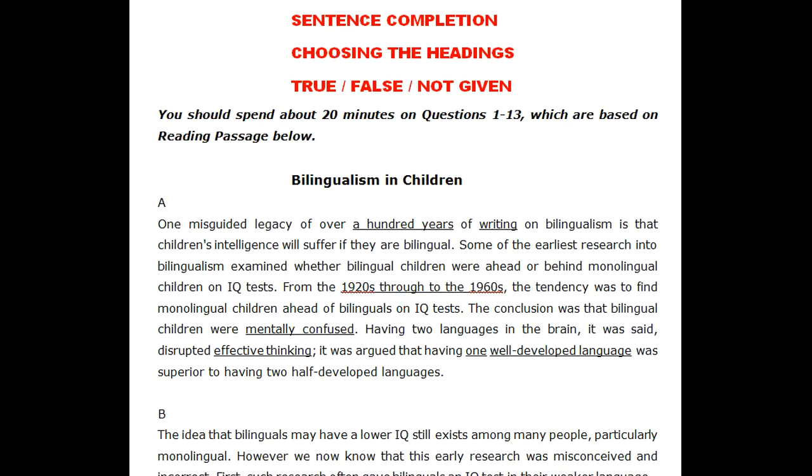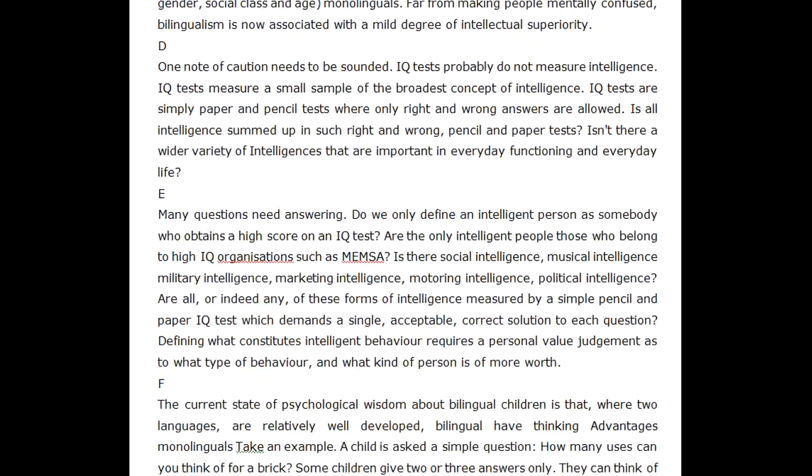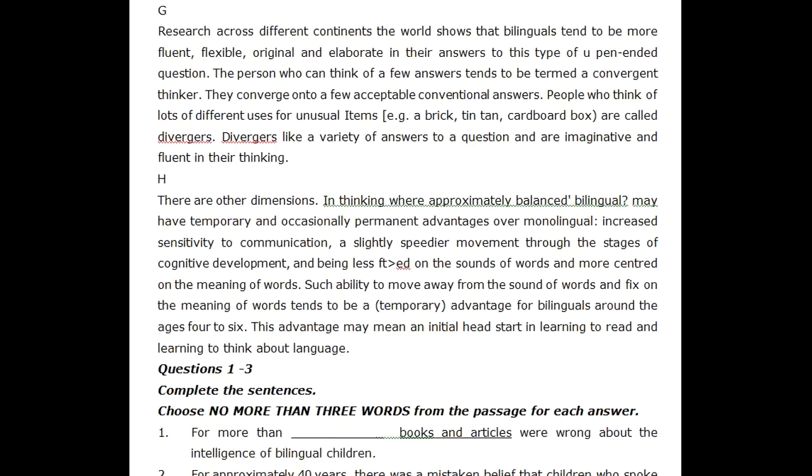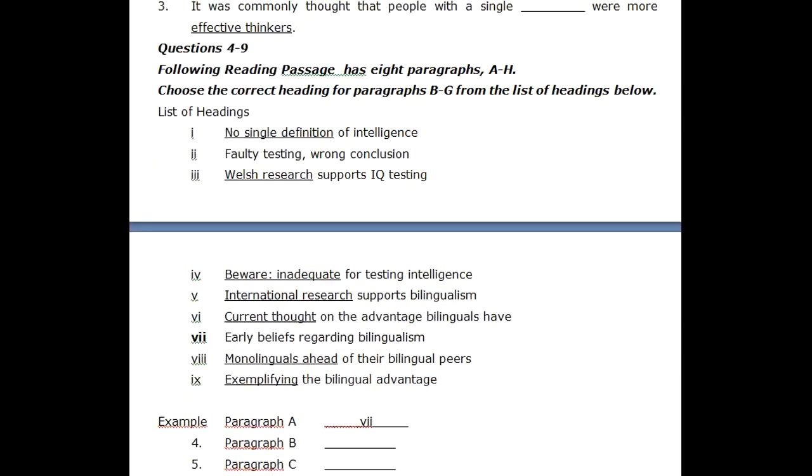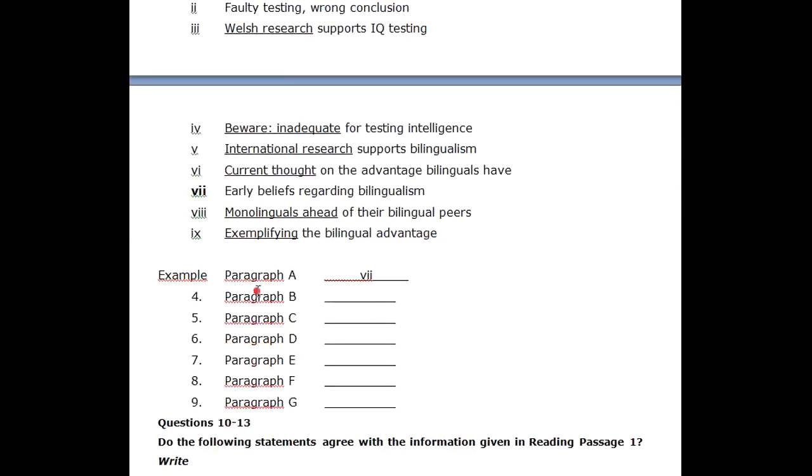So what you have to do in this particular type of questions, you have to read the particular paragraph. You can see it is number A, B, C, and you have to read the list of headings which is given in the form of options, and you have to decide which can be the right heading for this particular paragraph. And you will have to read paragraph one by one, and you have to match that paragraph with the heading, right? So you must have understood.